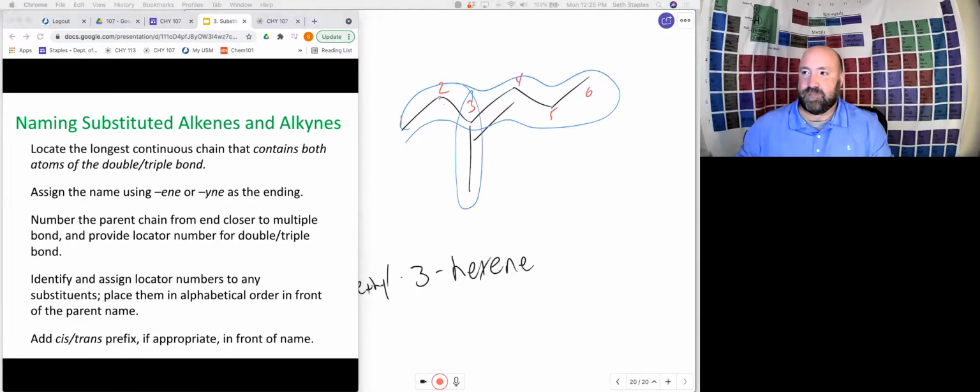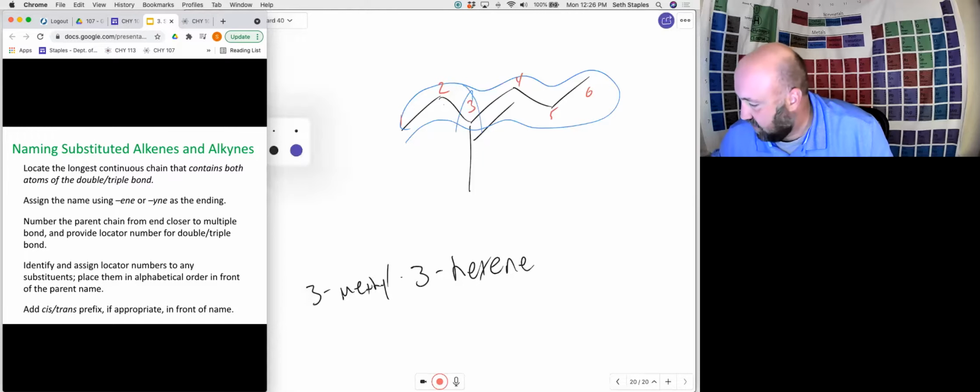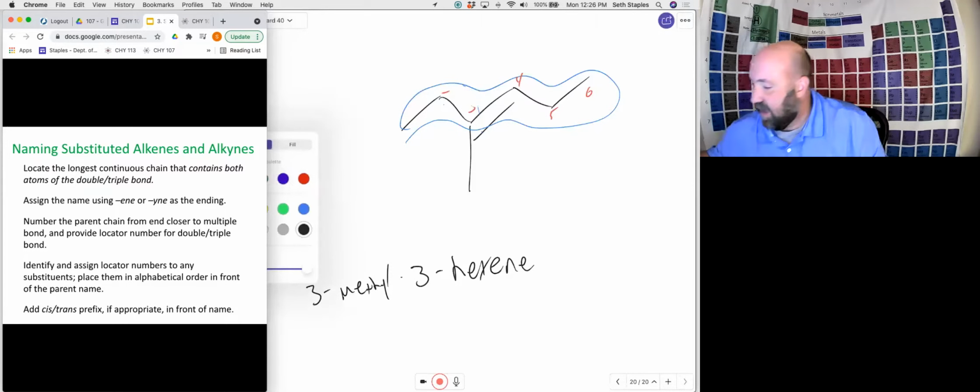So let's take a look at that. Let's see if I can erase some of this without really messing things up here. Not easily, it looks like. Yeah, a little bit. Okay. And so let's just take a look at the cis-trans designation.